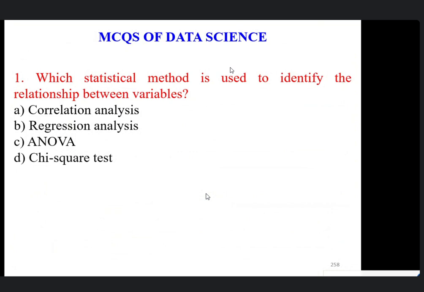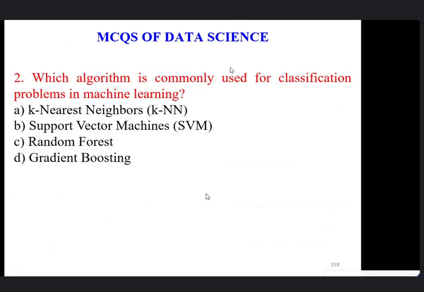Which statistical method is used to identify the relationship between variables? Think over it. We have correlation analysis, regression analysis, analysis of variance ANOVA, chi-square test. Yes, your answer is perfect, correlation analysis. Then, which algorithm is commonly used for classification problems in machine learning?